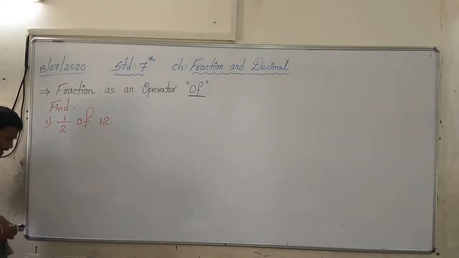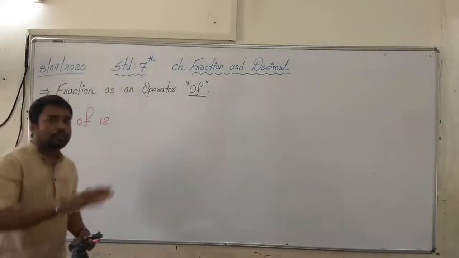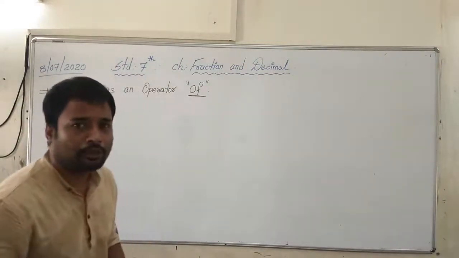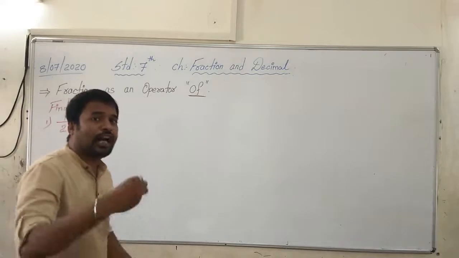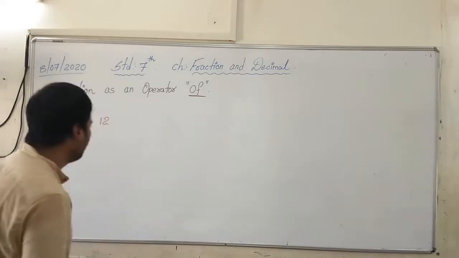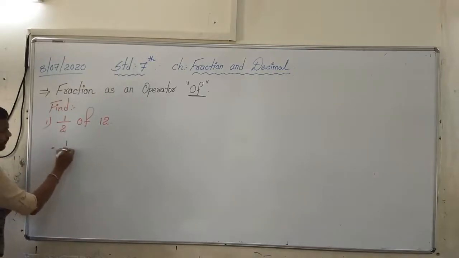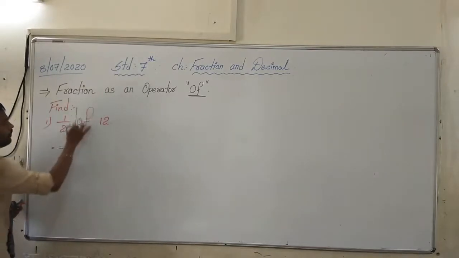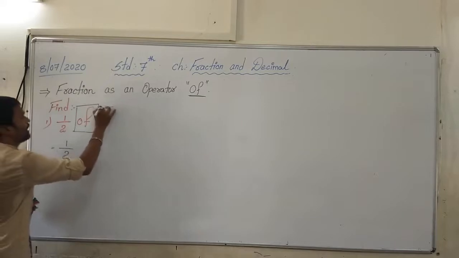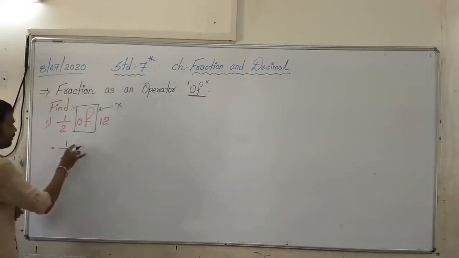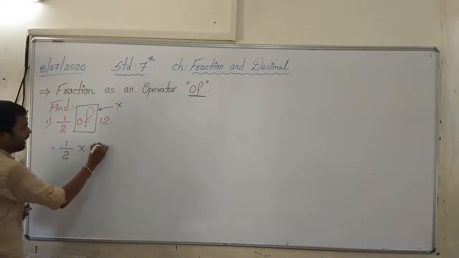In our language we can say that 12 nu ardu. Half of 12 means what? 12 nu ardu. So that 12 nu ardu 6. But actually, how to calculate this one? So that is nothing but you can say half. This of indicates a multiplication. So half multiplied by 12.